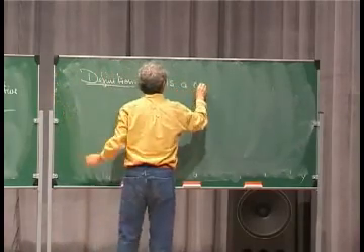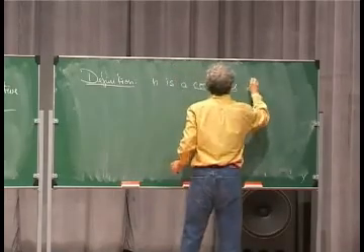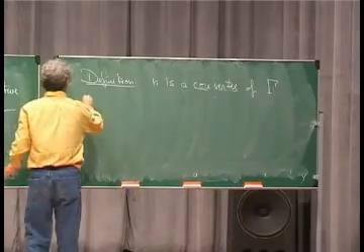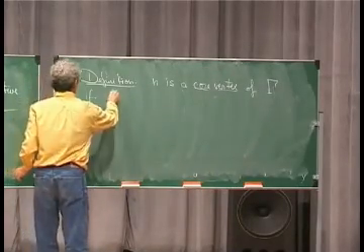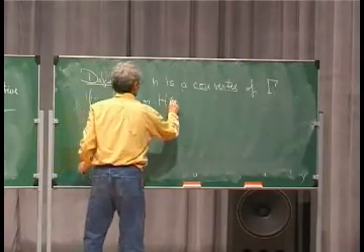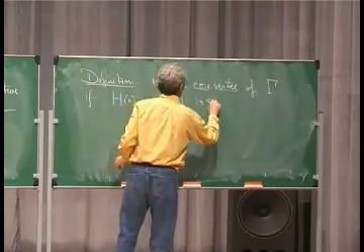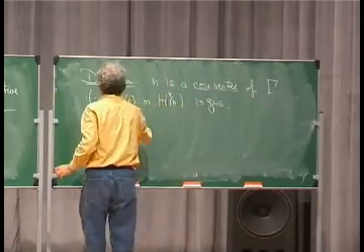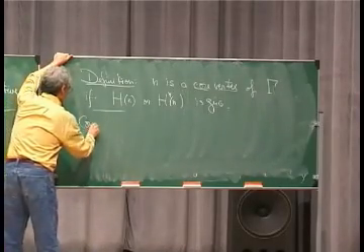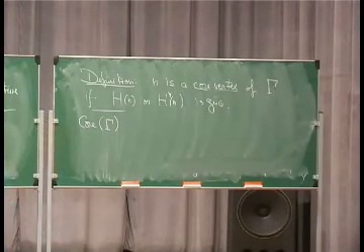A definition: n is a core vertex of our graph gamma if one of these, h of n or h of n star, is 0. And we can produce a subgraph, which I'll call core of gamma, the graph generated by these core vertices.